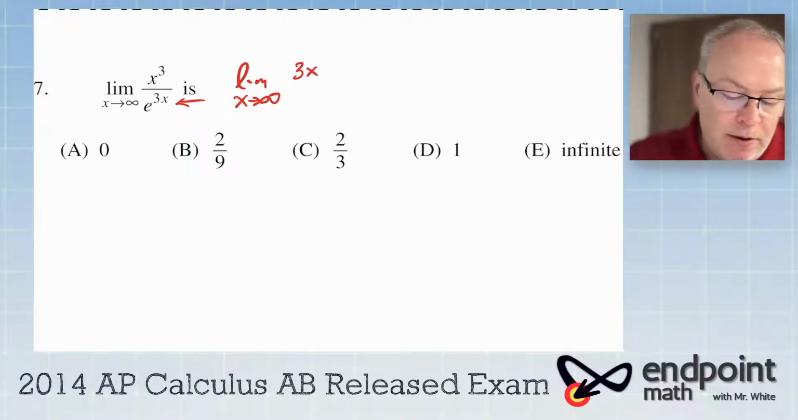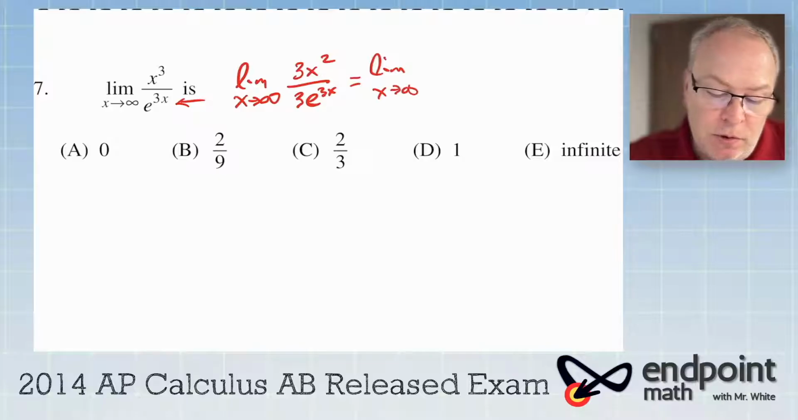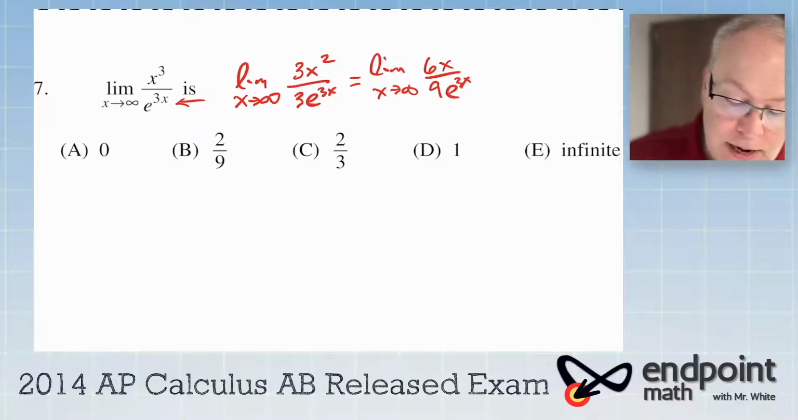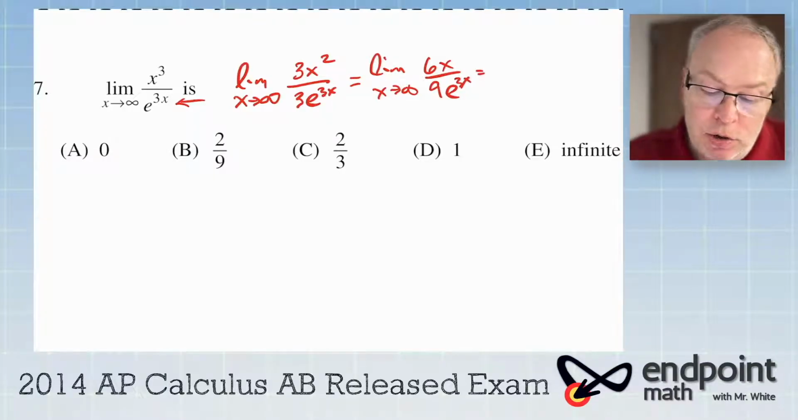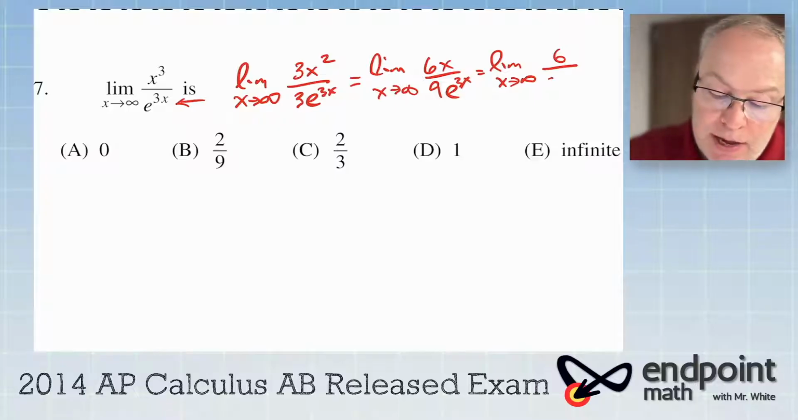So the indeterminate form gives 3x squared over 3e to the 3x, and then we could do it again, which equals the limit as x goes to infinity of 6x over 9e to the 3x. I consider this to be kind of wasting time, but that's all right. I want to show you the full solution here. So then we take the derivative again, because it's still indeterminate form, and we get 27e to the 3x.